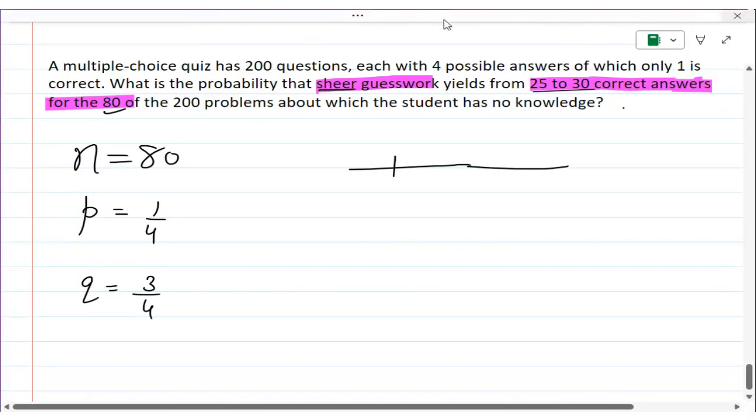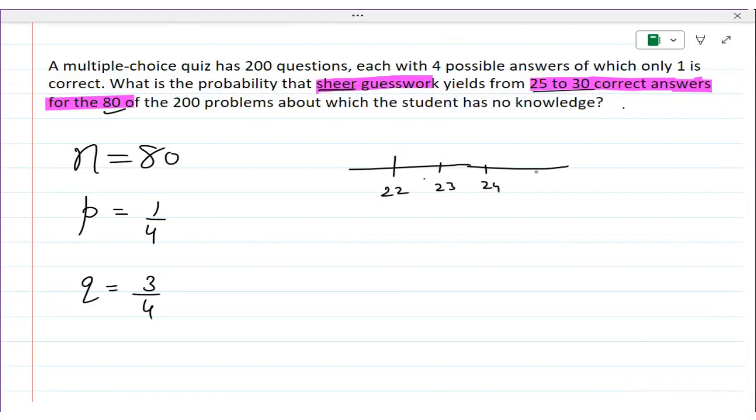Now see, the number of correct answers is a discrete thing. Like either 22 will be correct, either 23 will be correct, either 24 will be correct, either 25 will be correct. In this way, up to any can be correct, right? 25, 26, up to 30. They are asked from 25 to 30. Okay. But these are discrete points, but we are doing it with the normal distribution. Normal is continuous. So instead of 25, 25 actually means 24.5 to 25.5. So this is the meaning of 25.